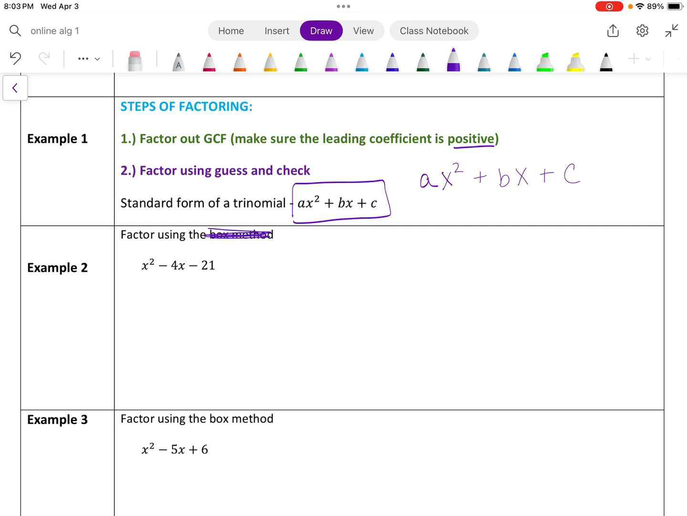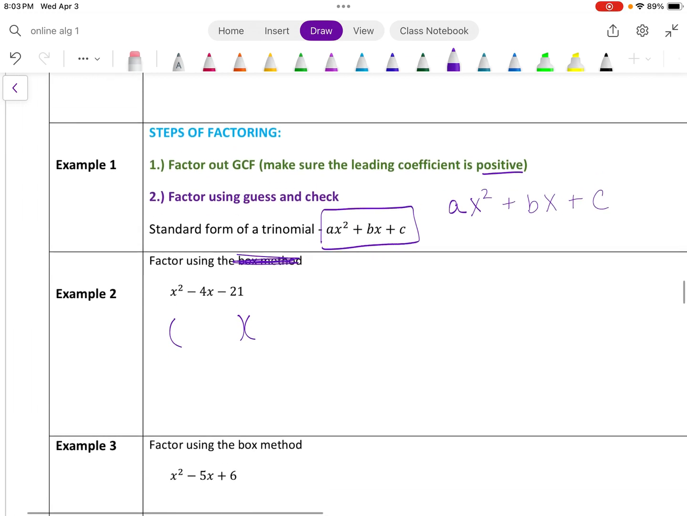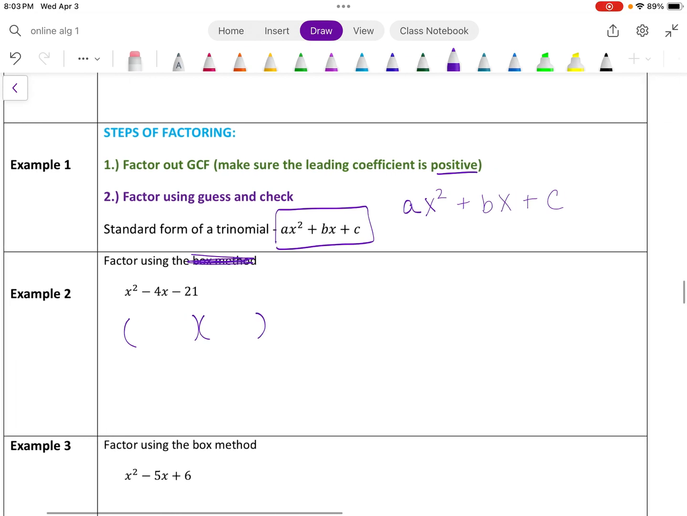So if we had x squared minus 4x minus 21, I know I'm looking for something in this form, right? A binomial times a binomial. The only thing that could multiply to be x squared is x times x. So I've got an x and an x. Now negative 21, well, let me think about positive 21. I could do 1 times 21, or I could do 3 times 7.